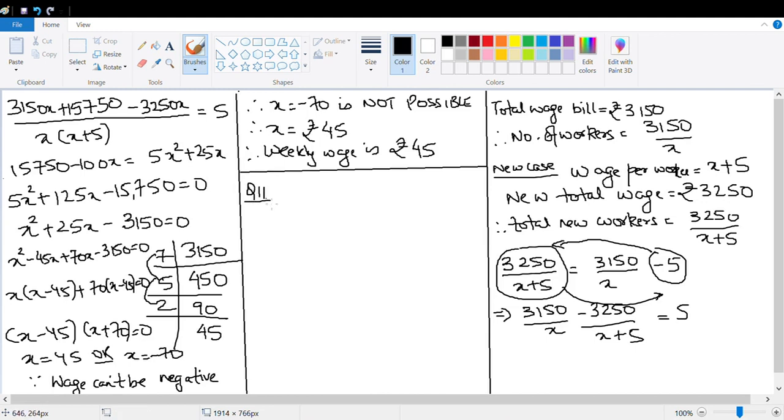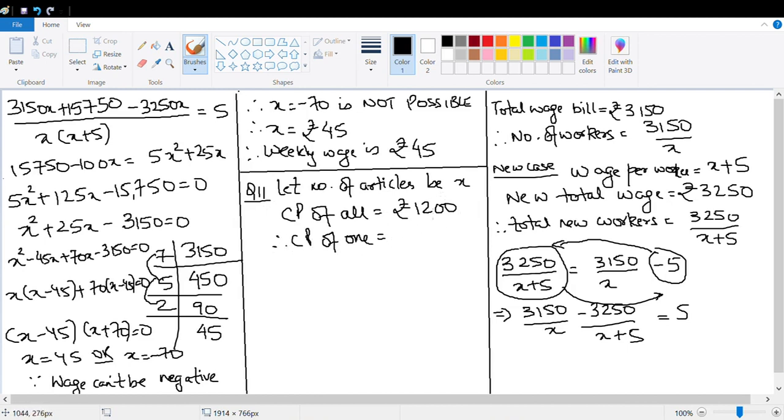That's question number 11. A trader bought a number of articles. As per the question he bought, let's take it as X. So let the number of articles be X. Done. And he bought it for 1200. So CP of all is equal to rupees 1200. Therefore, CP of 1 would be equal to CP of all upon total number, which is 1200 upon X. Perfect. Let's read the question.